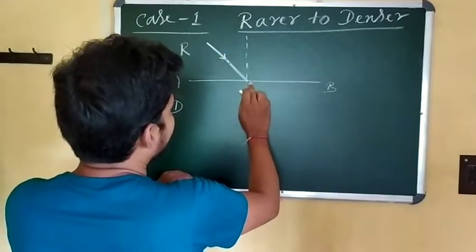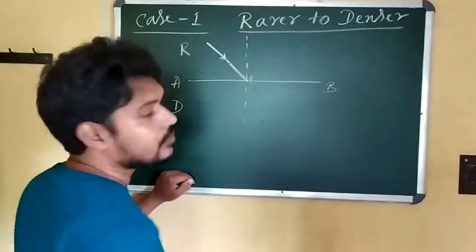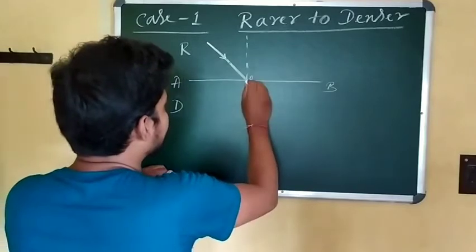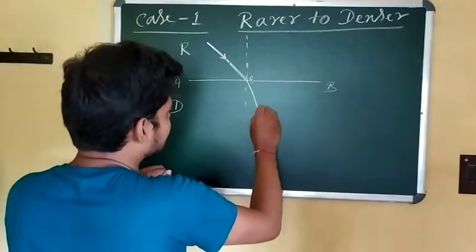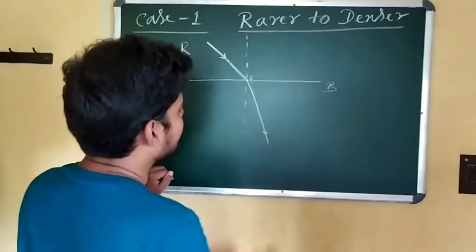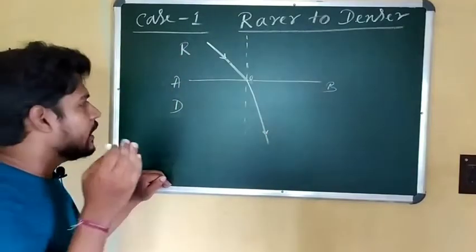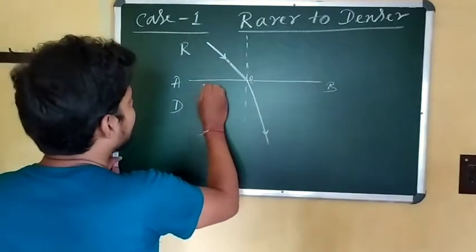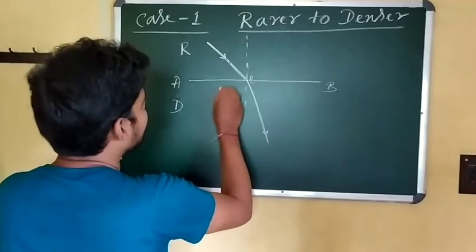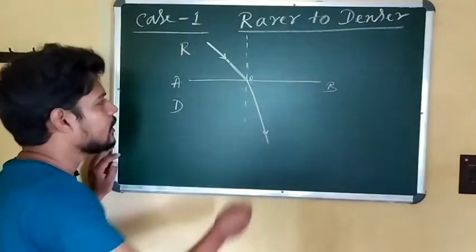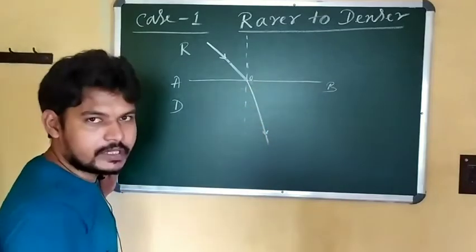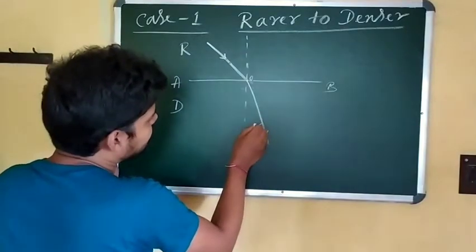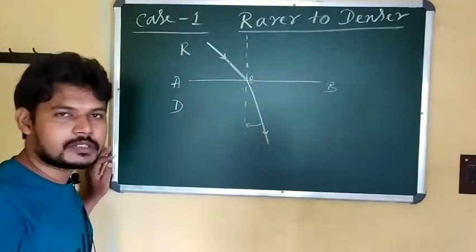And what happens in that case? All of you know that when light comes from rarer to denser, it moves towards the normal. The number of molecules, atoms and ions is greater in the denser medium compared to the rarer medium. So due to the large number of collisions, it shifts towards the normal.